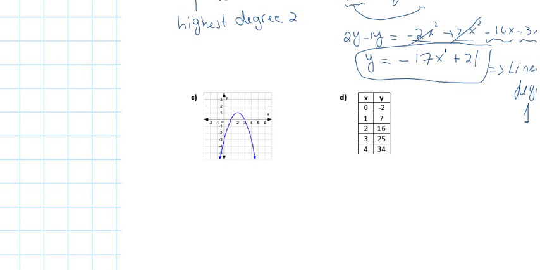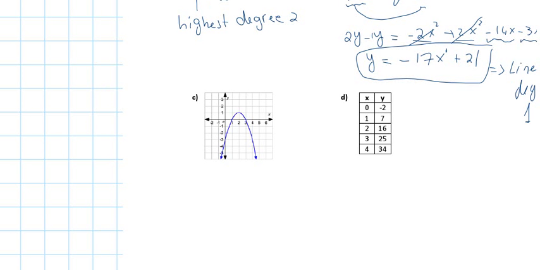Parabola shapes are symmetrical, right? They open either down or up, and they're symmetrical around the axis. You guys know what symmetry is, right? When you cut something in half and you fold it, they overlap. Okay? So this is a parabola, so I know because it's a parabola, it's quadratic.